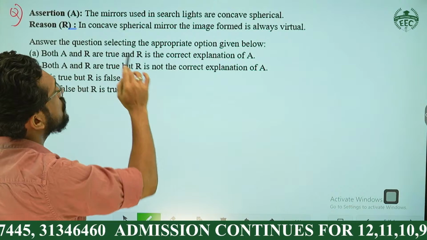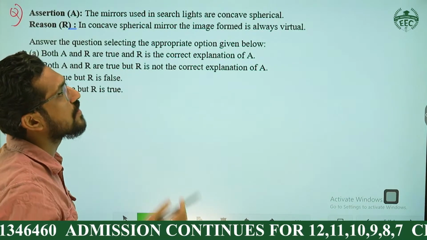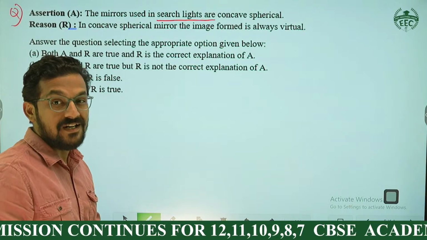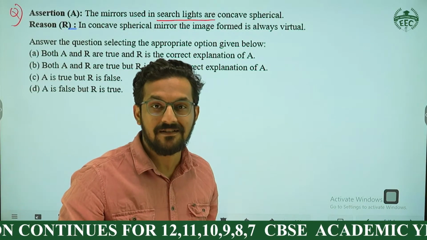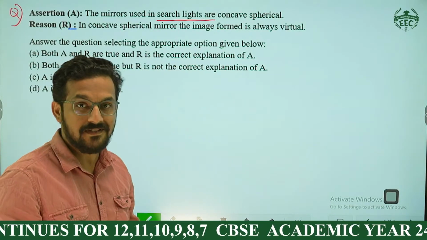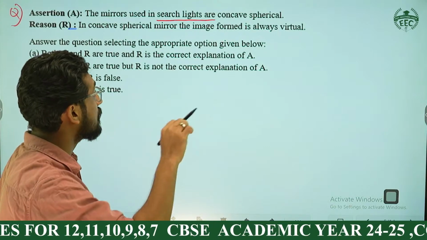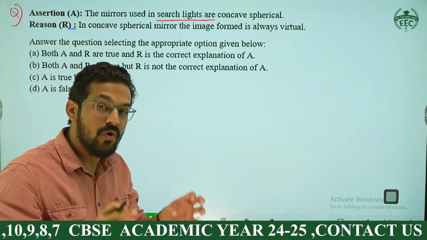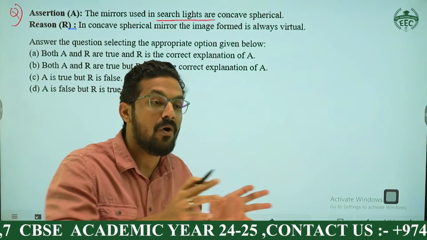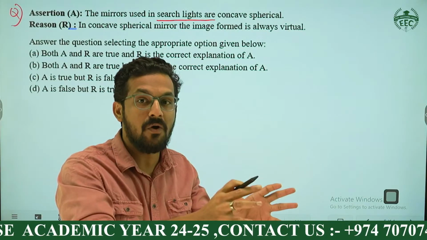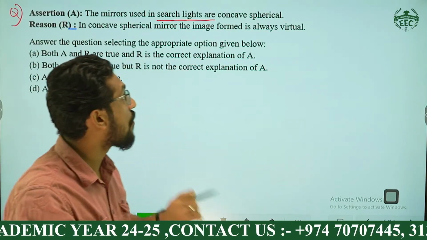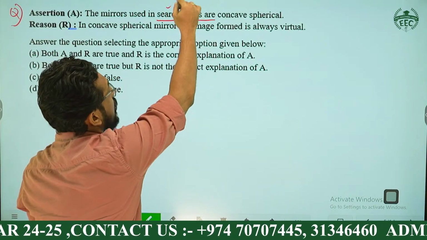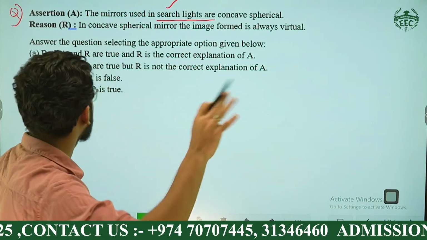The mirrors used in searchlights are concave spherical. What does the assertion say? The mirrors used in a searchlight are concave spherical, isn't it? Yes, that's right. The mirrors used in a searchlight are concave spherical because we need a strong beam of light. That's why we use a concave spherical mirror for searchlights. So that's true, right?